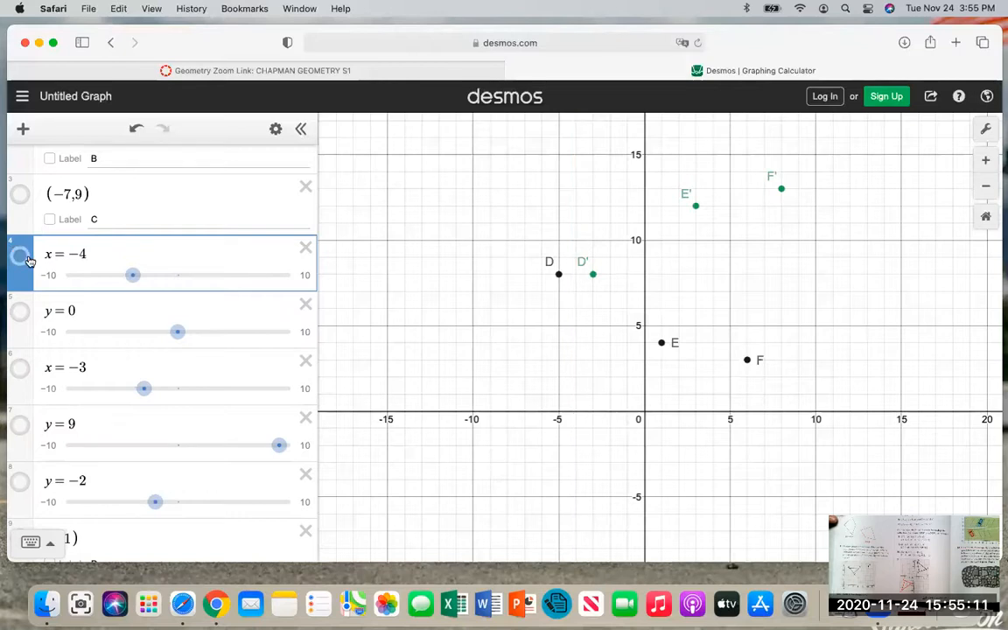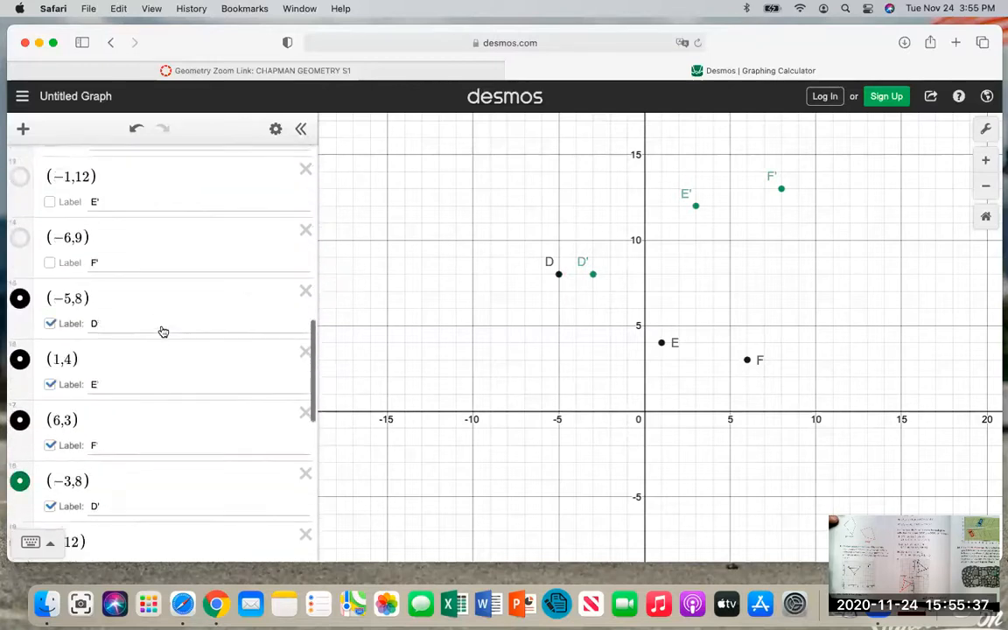Let's keep looking at this. The more I look at this, the more I'm seeing that E and E prime are almost on top of each other. F and F prime are almost on top of each other. So here's what I think is happening. I think I want to move all of these pre-image points 2 units to the right, because take a look at D to D prime: 1, 2 units to the right. So let's move all these 2 units to the right and see if that matches up.